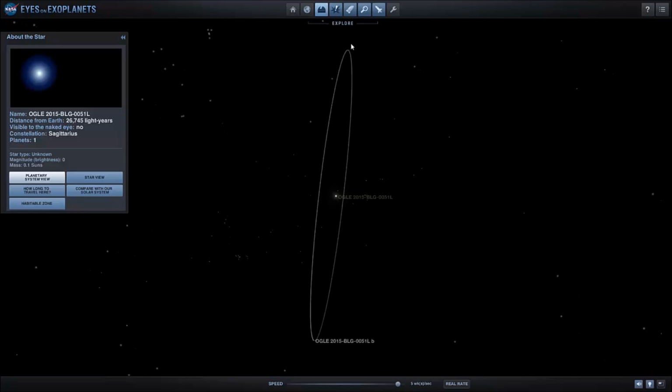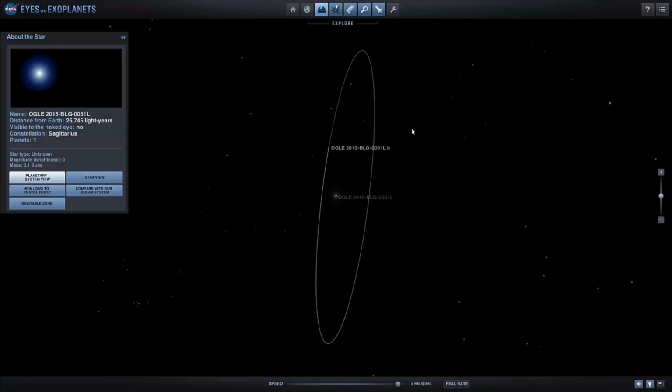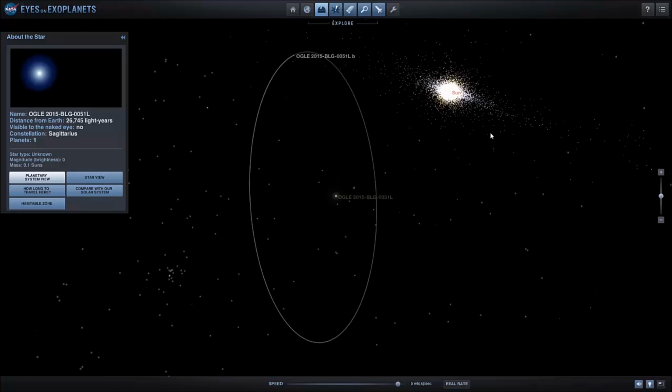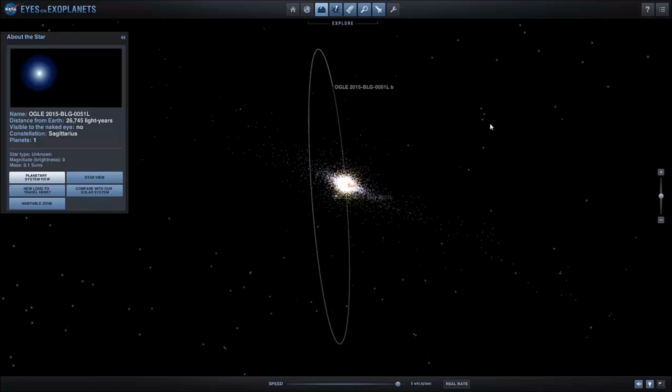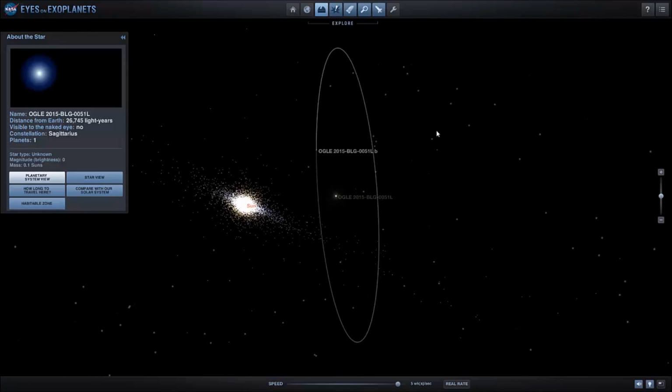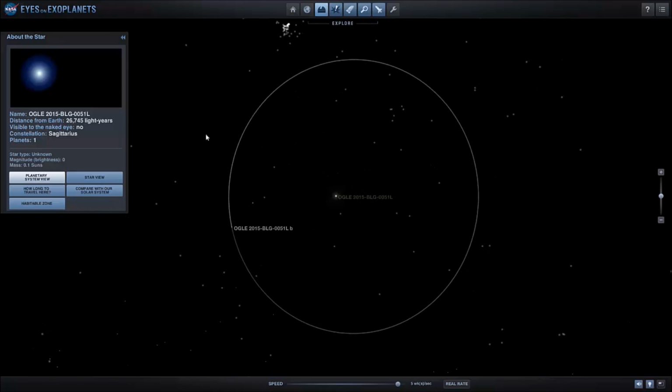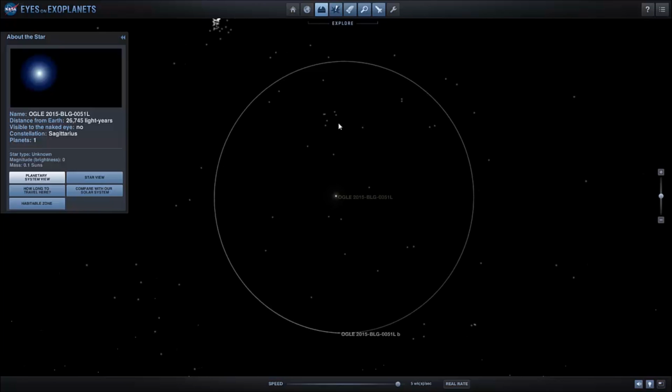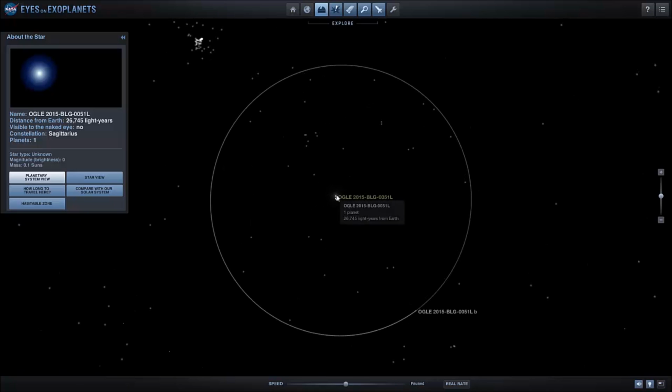This is really far away from us. This is actually further away from us than the central black hole. Essentially, this is 26,000 light years away. Earth is somewhere over there, really far. But we were able to discover this unusual planet using a really interesting technique that I'm going to explain to you in a second. But basically, this is why I wanted to talk about this planet.